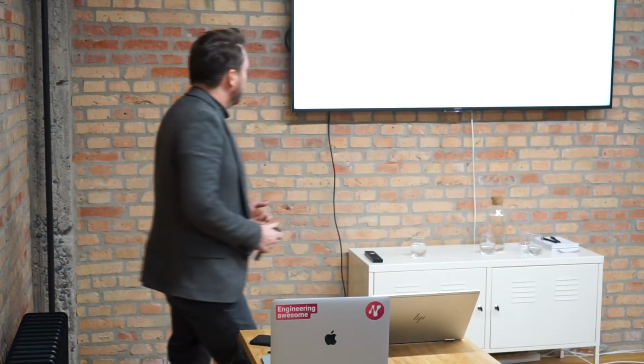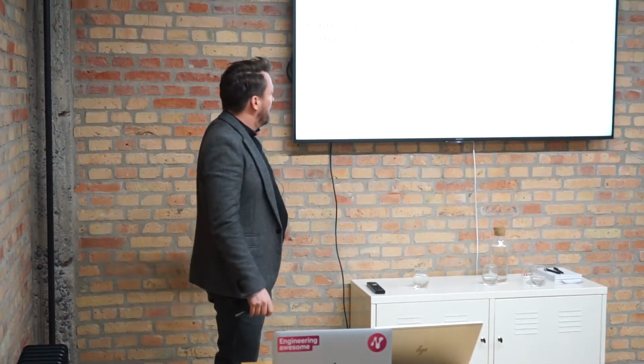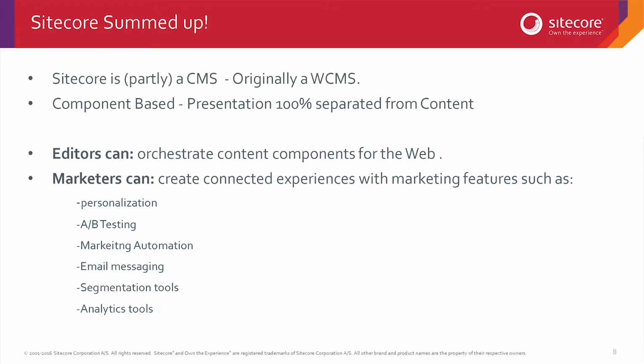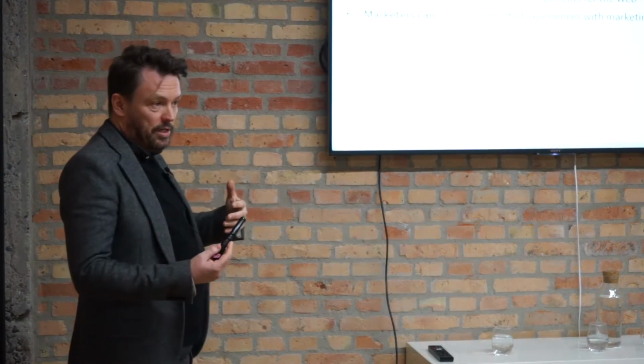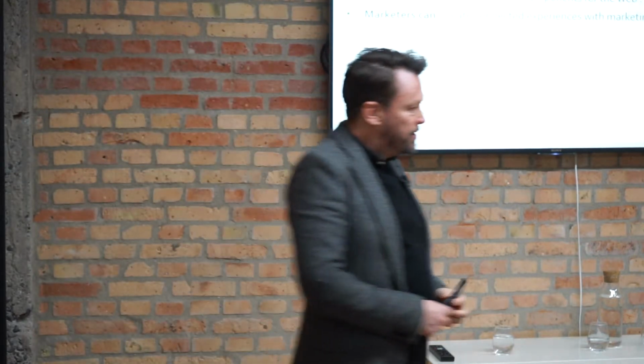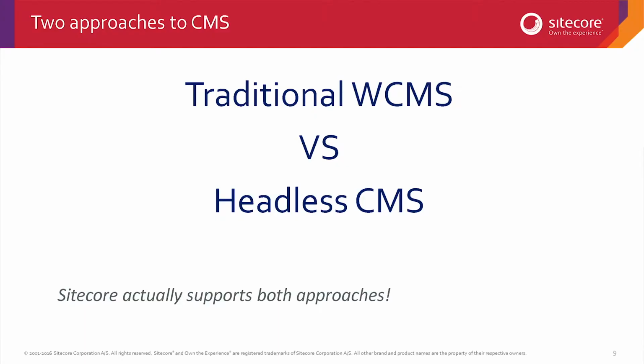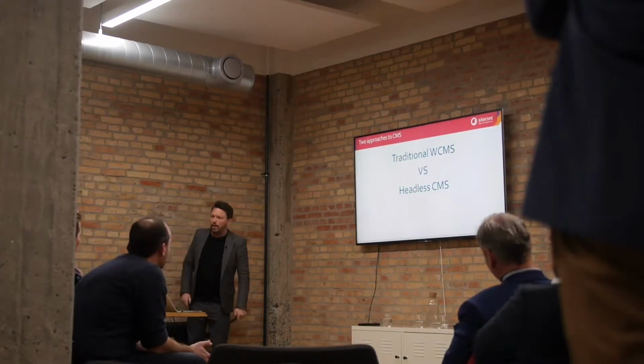So when we're using the experience editor, the editor where we could use our components, it's for a web page we basically create. That's a preview we see, right? That's what the editors can do. And as I talked about the marketeers, well, they can personalize, A/B test. There's automation tools, there's email messaging. We can actually do segmentation, and there's even analytics inside Core now. So all this is available, and this is something that's been developed over the years, coming from being a web CMS.